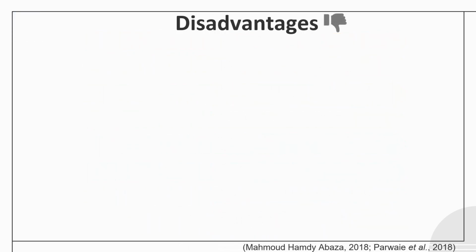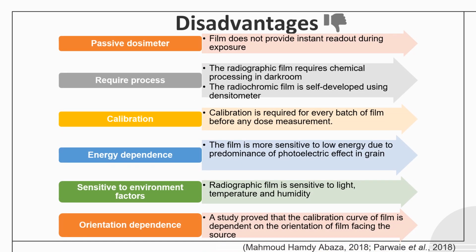On the other hand, the film shows some disadvantages. Firstly, the film is known as passive dosimeter as it does not provide instant readout. Moreover, the film requires additional procedure to get the reading. For example, the radiographic film needs to be processed in dark room, while radiochromic film requires scanning using the densitometer. Later, the film requires calibration to get the calibration factor for every batch of film.